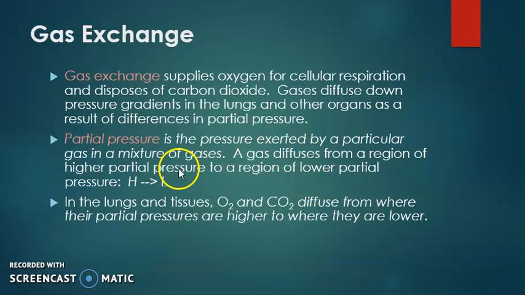The partial pressure is the pressure exerted by a particular gas in a mixture of gases. Now a gas diffuses from a region of higher partial pressure to the region of lower partial pressure. Simply, in the lungs and tissues, oxygen and carbon dioxide diffuse from where their partial pressures are higher to where these are lower. So this is a very normal process.